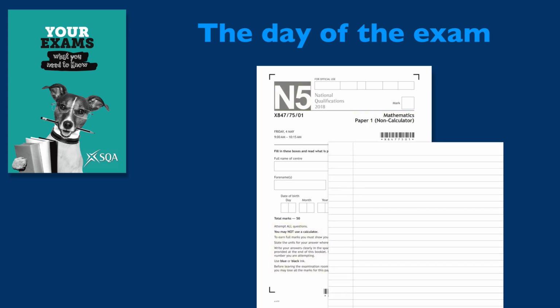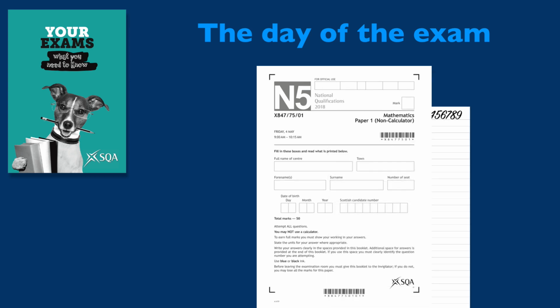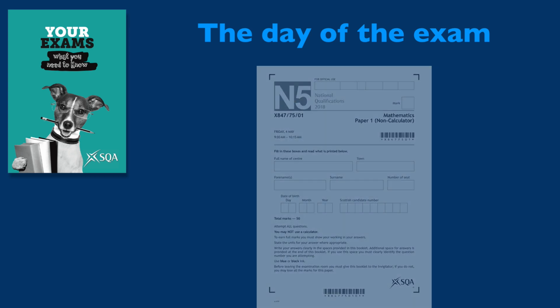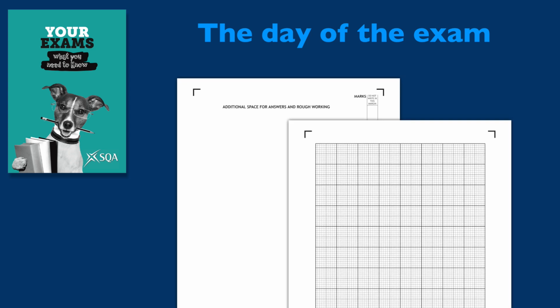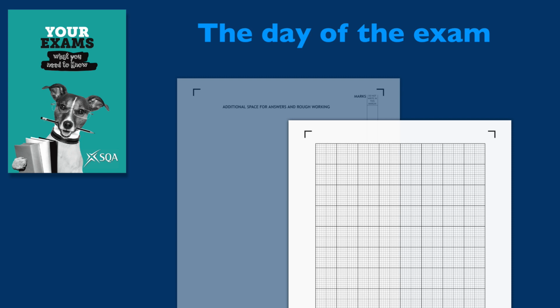If you use any extra sheets of paper, which you'll get from the invigilator, make sure you write your name, SCN number and school on them and put them inside your answer booklet before handing it in. In some subjects, there will be extra pages or graph paper at the end of the exam booklet anyway, in case you make a mistake.